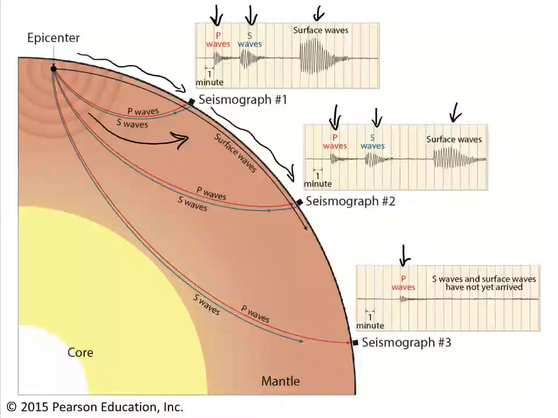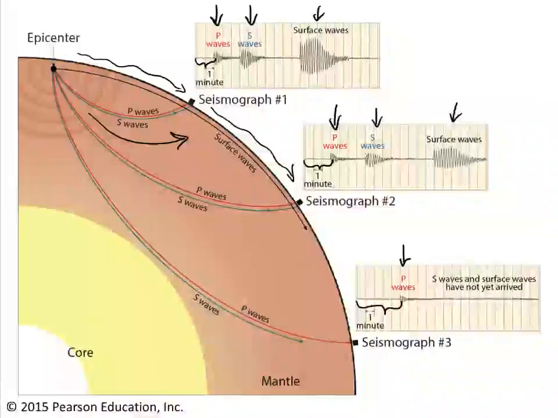Let's take a look at these three different seismographs here. The first one basically shows that we have 2 minutes between when the earthquake happened and when the P wave arrived. Whereas with this second seismograph, you can see 3 minutes have elapsed between the earthquake and the arrival of the P wave. And down here with seismograph 3, we can see that there's a full 5 minutes that pass between those two events.